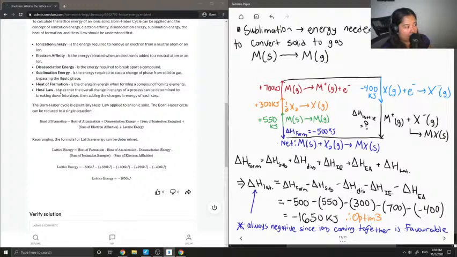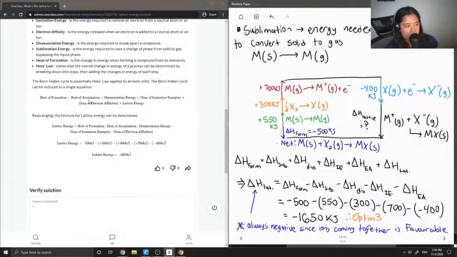And then Hess's law states that the overall change in energy of a process can be determined by breaking it down into steps, then adding the changes in energy of each step. So that's what we did in the last part here. So the Born-Haber cycle is essentially Hess's law applied to an ionic solid. The Born-Haber cycle can be reduced to a single equation where heat of formation is equal to heat of atomization.